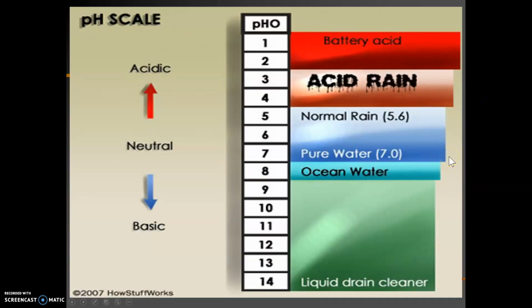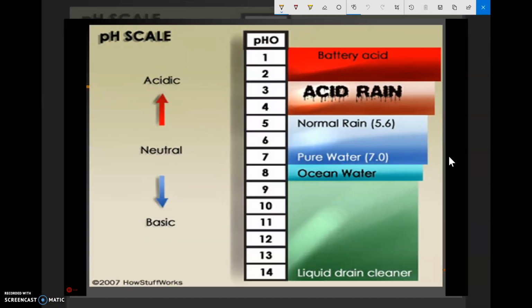Okay, so here's your pH scale. It's kind of a picture of what's happening here. Remember, at 7, we have our pure water, our neutral water. Ocean water is not as acidic. It's around an 8, and that is because of the salt that is in the water. And then we have normal rain at a 5.6, as you've noticed. And then remember, acid rain is going to be 5.5 or lower.